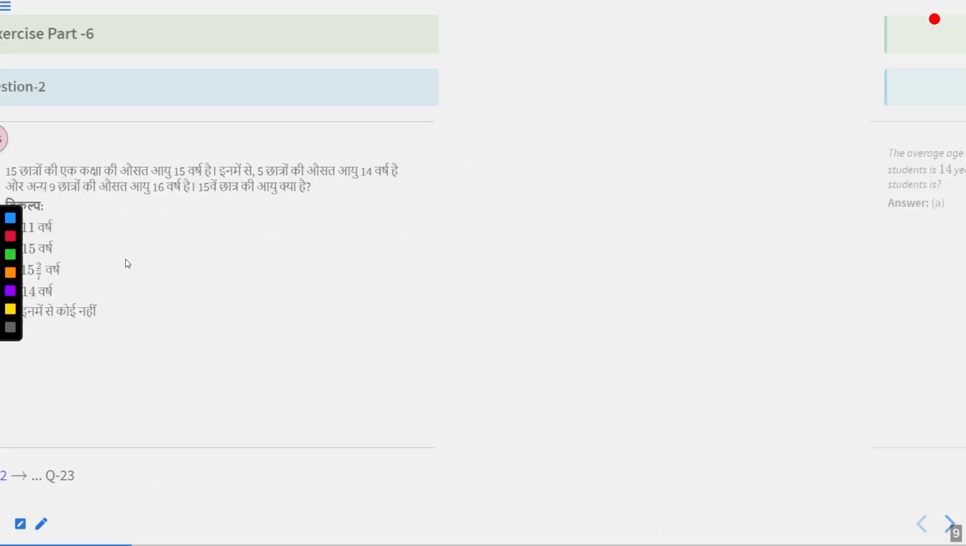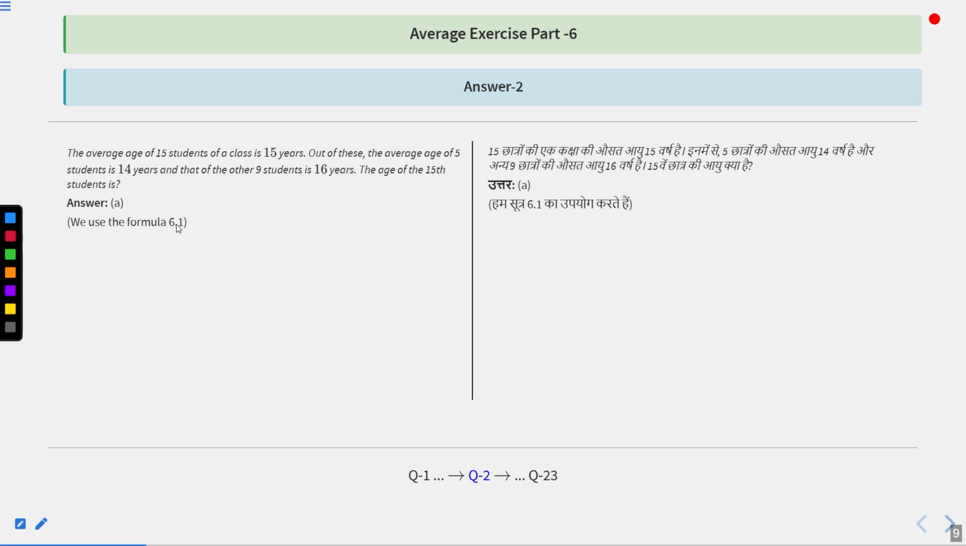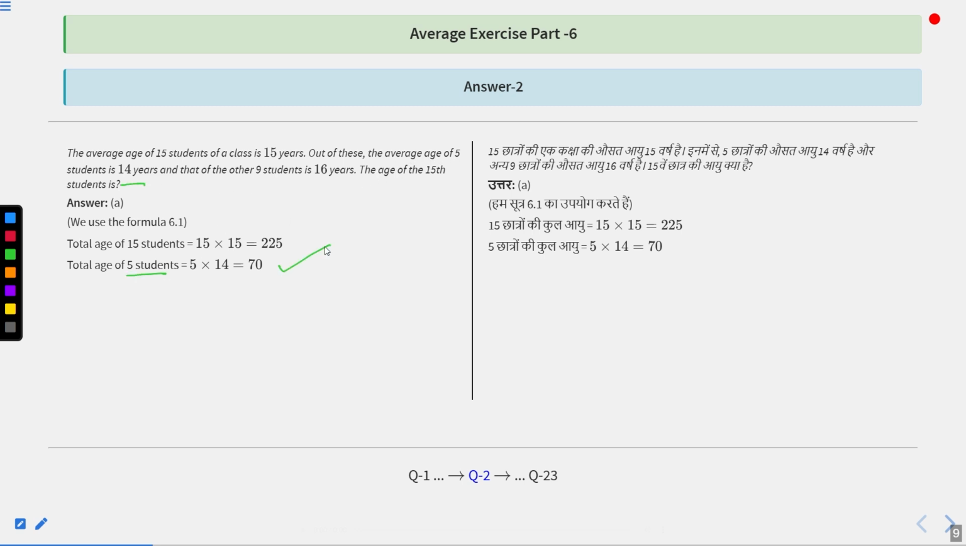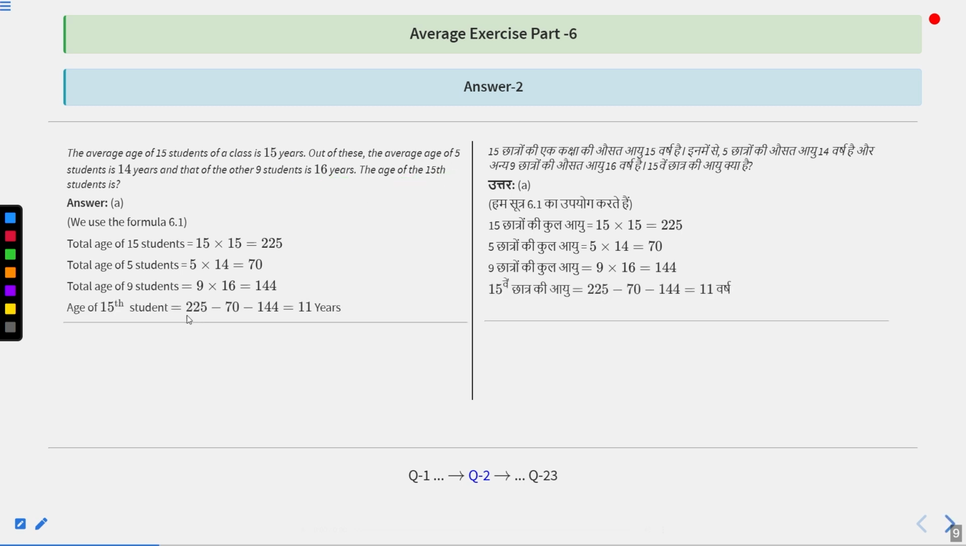Now time's up. Let's see the solution. We use formula 6.1. What will be the total age of 15 students? It is given that the average of 15 students is 15, so we multiply and get the total age, which is 225. In the same way, for the first 5 students the average age is 14 years, so the total will become 70. The other 9 students' average age is 16, so the total age will become 144. So the age of the last student will be 225 minus 70 minus 144, so the age will be 11 years. So A is the correct answer.